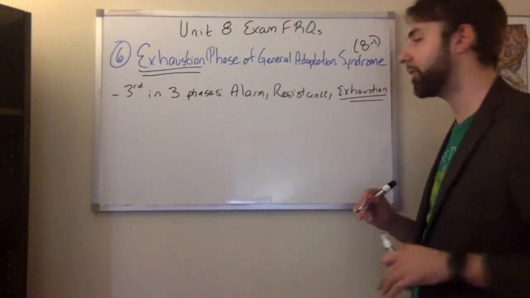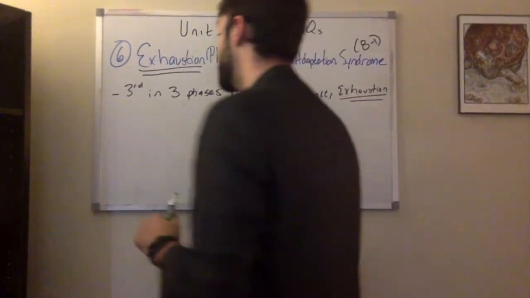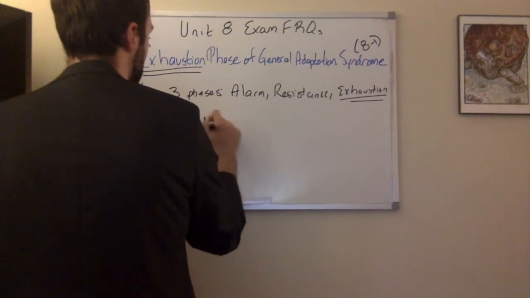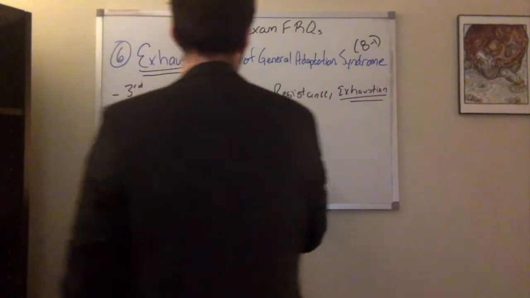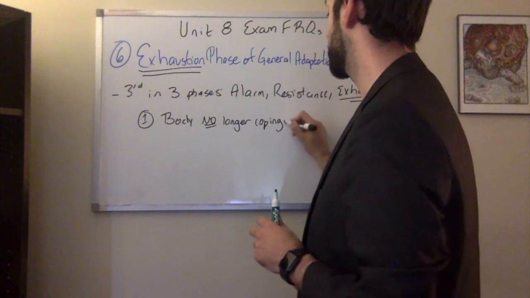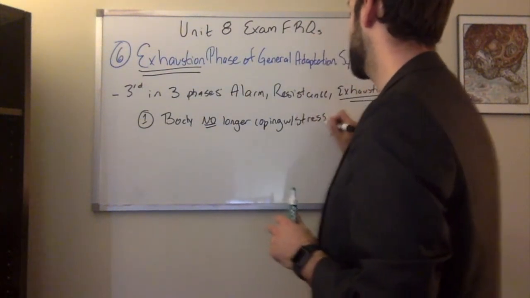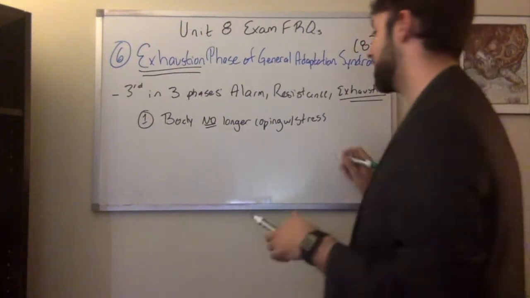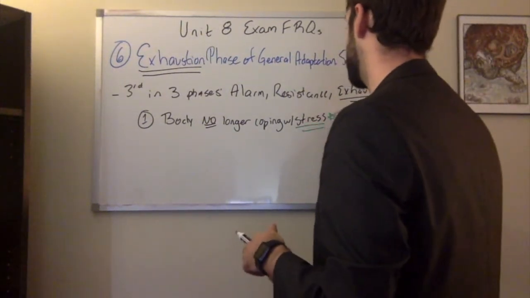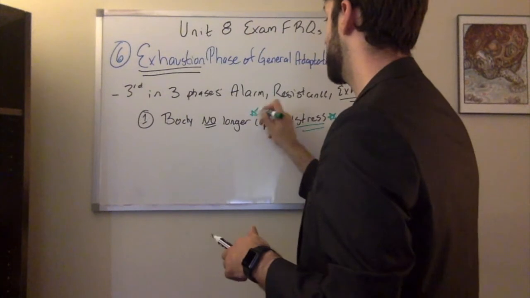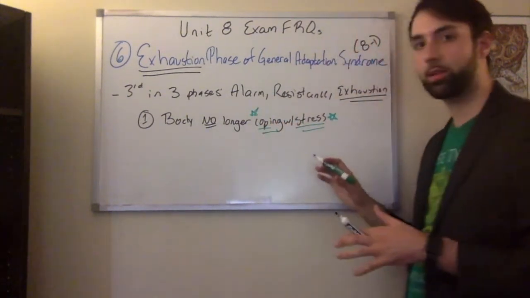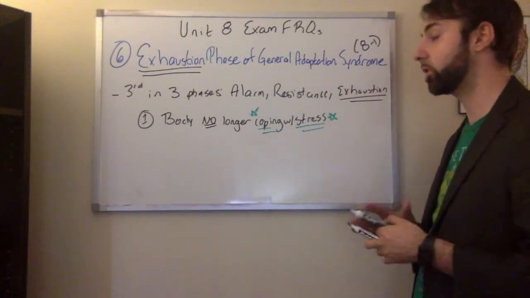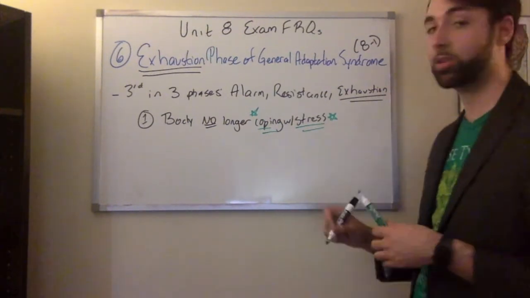However, just to clarify, what you would actually need to write in a bullet would be these following things. Your body is no longer coping with stress. During the resistance phase, the second phase, your body is dealing with long-term stress. It is not dealing with long-term stress anymore in the exhaustion phase. It's almost impossible to score if you do not include this element. You need to include the word stress somewhere, or it's really almost impossible to score. So that part's really important.